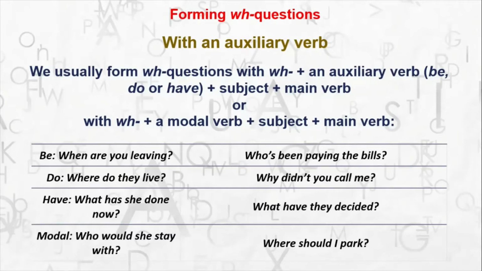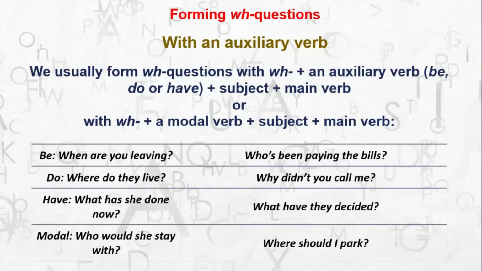So are, been, these are all different forms of the word be. Okay, then where do you live? Why didn't you call me? So the do and didn't are positive and negative. One is positive, the do is positive, the didn't is negative. Has and have are again different forms of the same word.